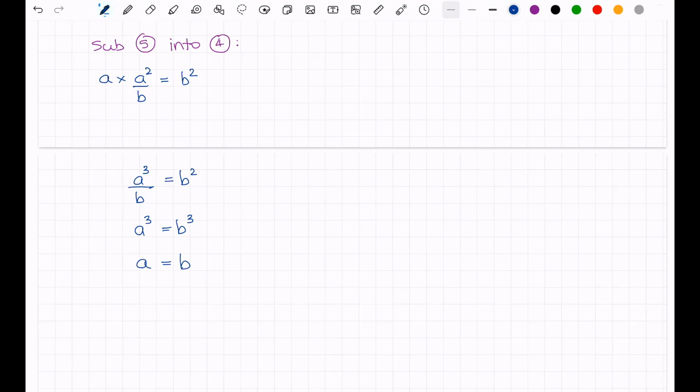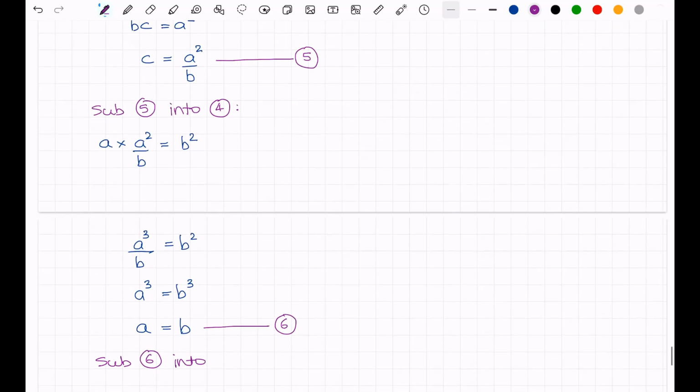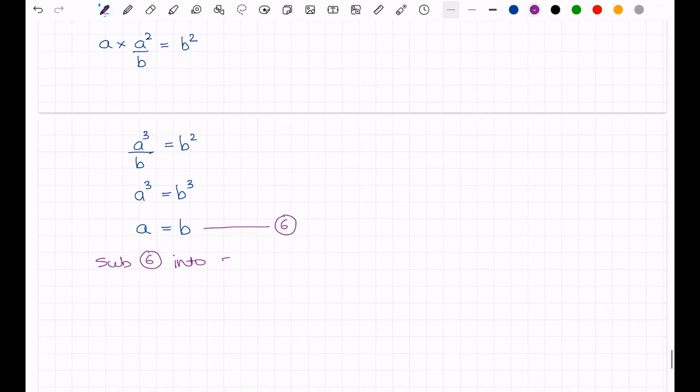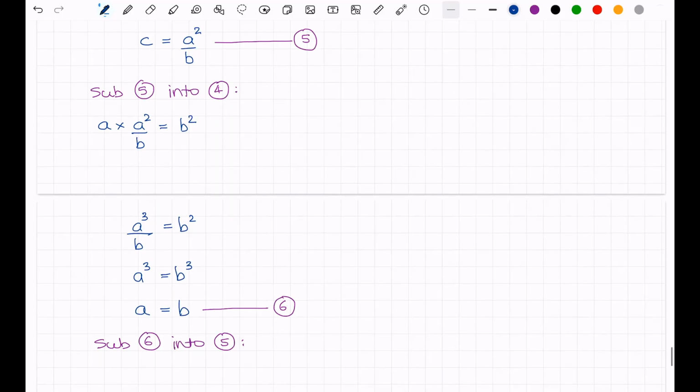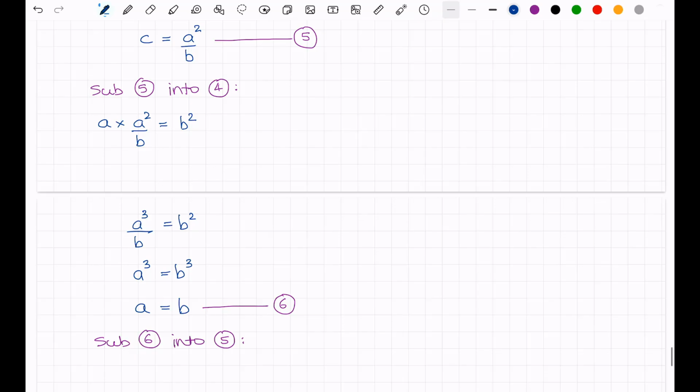And so that's the first part of what we're trying to prove. We're trying to prove that a is equal to b, which is equal to c. I know that a is equal to b, and I will call that equation 6 we're up to. And now I can sub equation 6 into, let's go with equation 5. We could really pick any equation we like, but if I go with 5, equation 5 said c is equal to a squared on b, but a is equal to b.